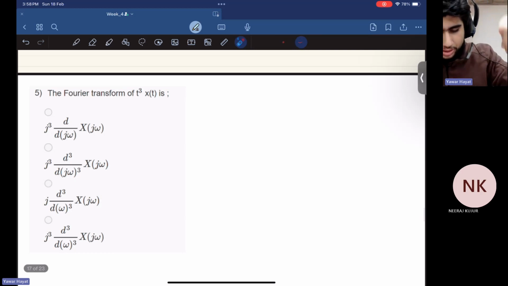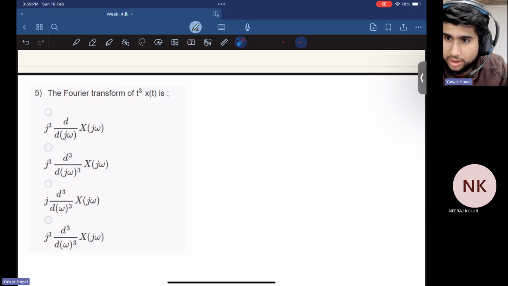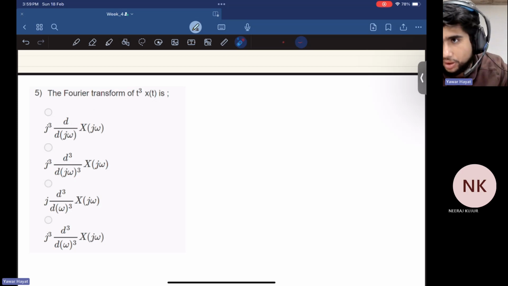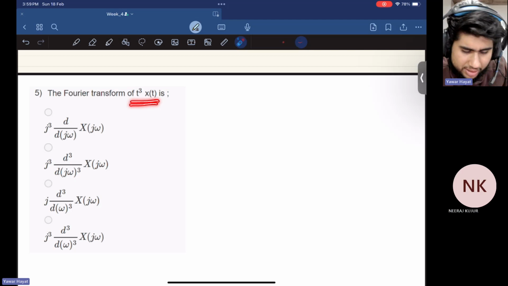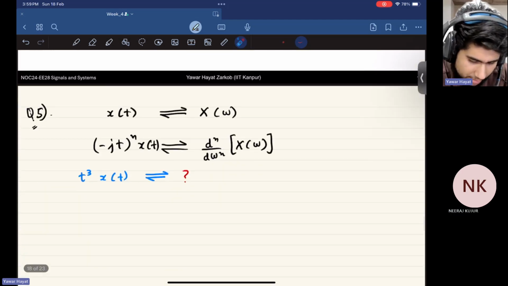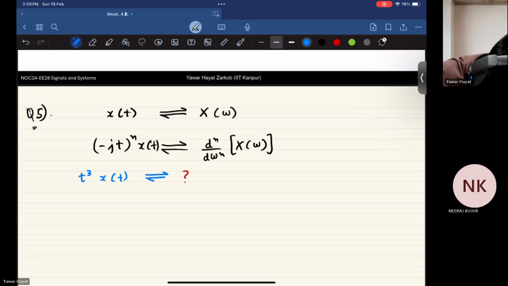Another version of this question could have been, in case of x of t, I would have given you a function in time domain whose Fourier transform you would already know. Then in the options, instead of this x of omega, it would have been the Fourier transform of this x of t. Essentially this question is general. We are writing x of t, this could be any time domain signal. So let's use this property.